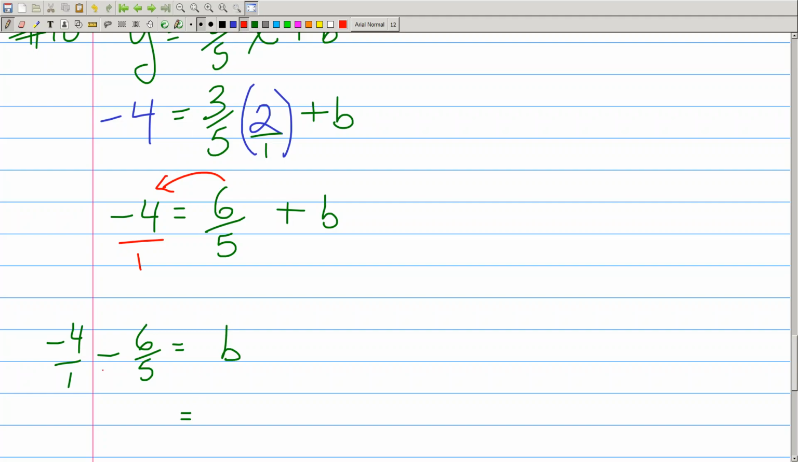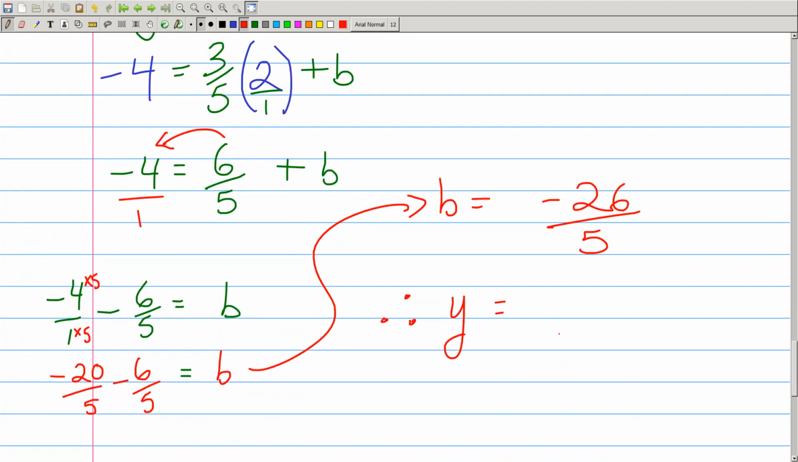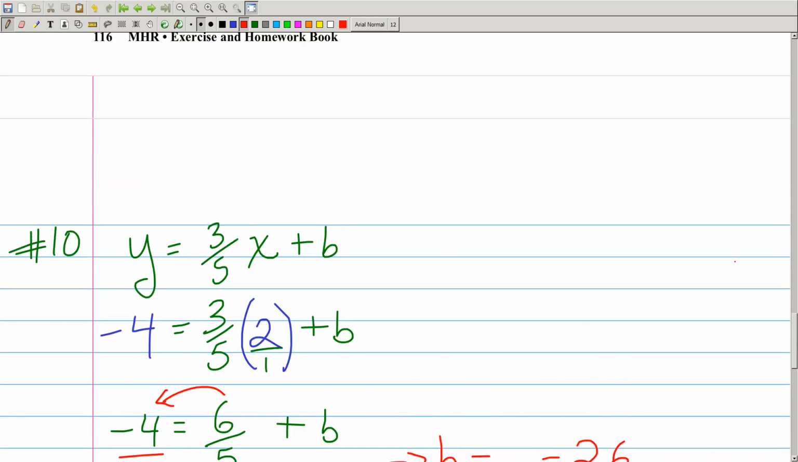And to put it all under a common denominator, the common denominator is 5. And so I get -20/5 minus 6/5 equals b. And what do I get? I get b equals -26/5. Make sure you use your calculator. And so my equation, guys, is y equals 3/5, because that was my slope, x minus 26/5. That's the equation for number 10.